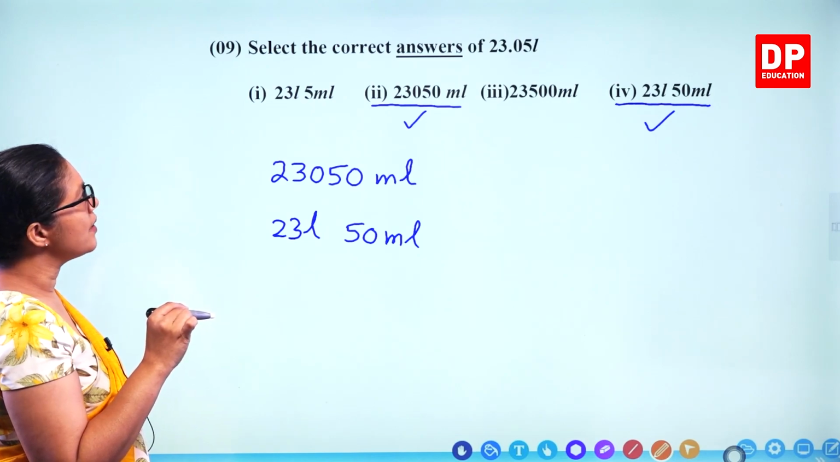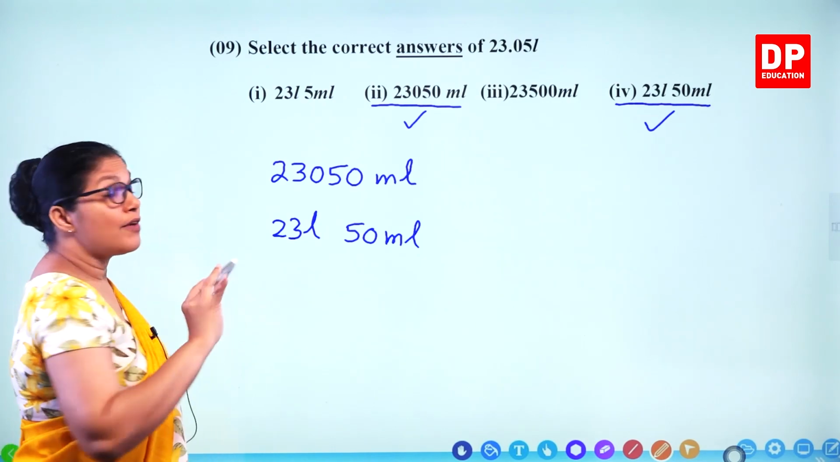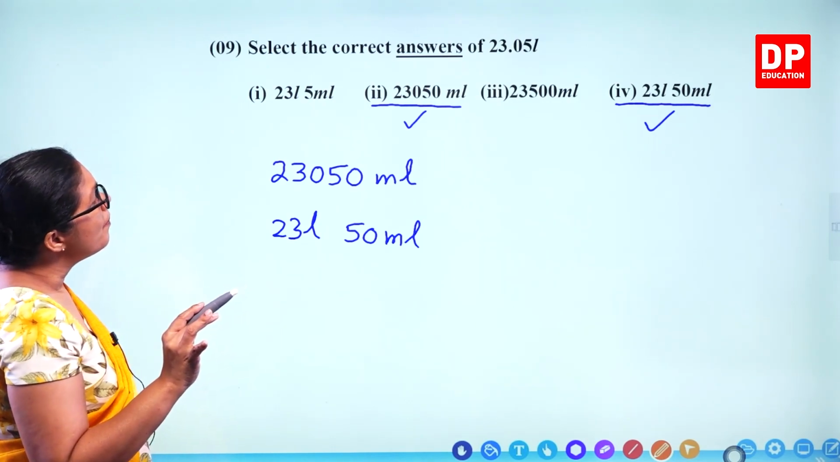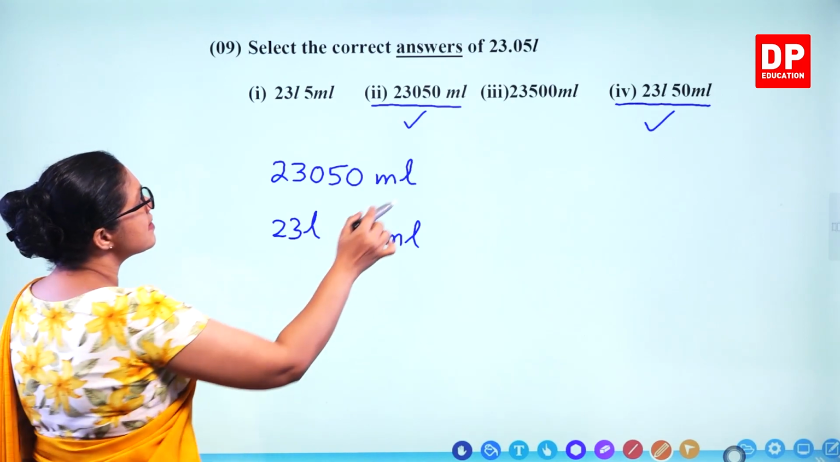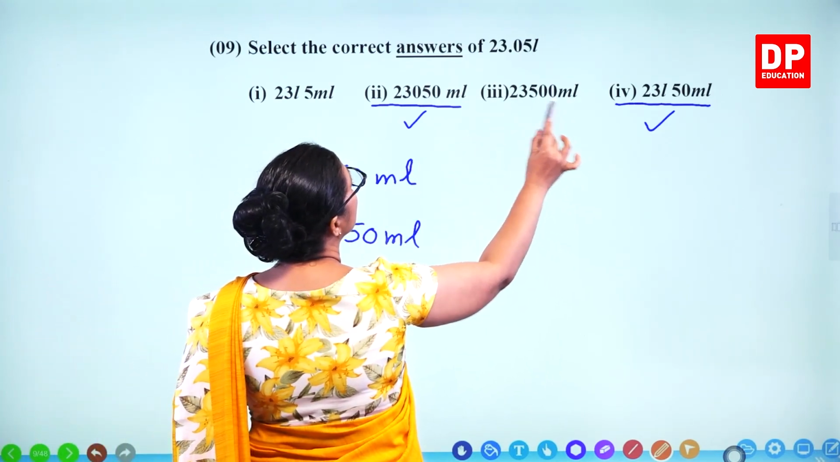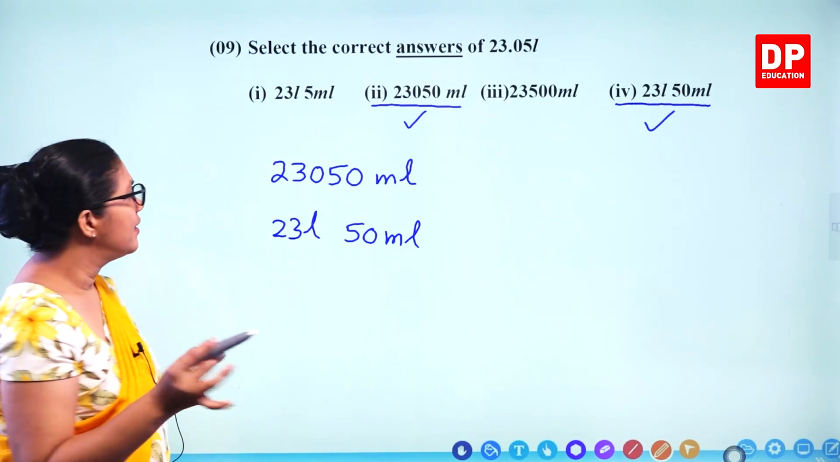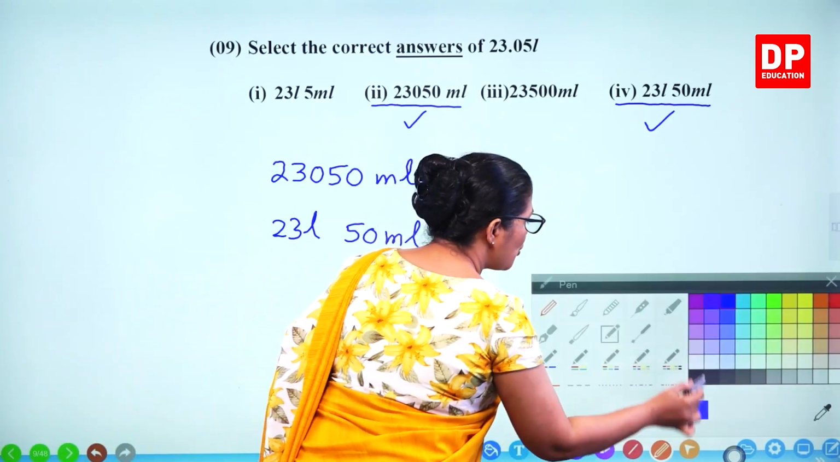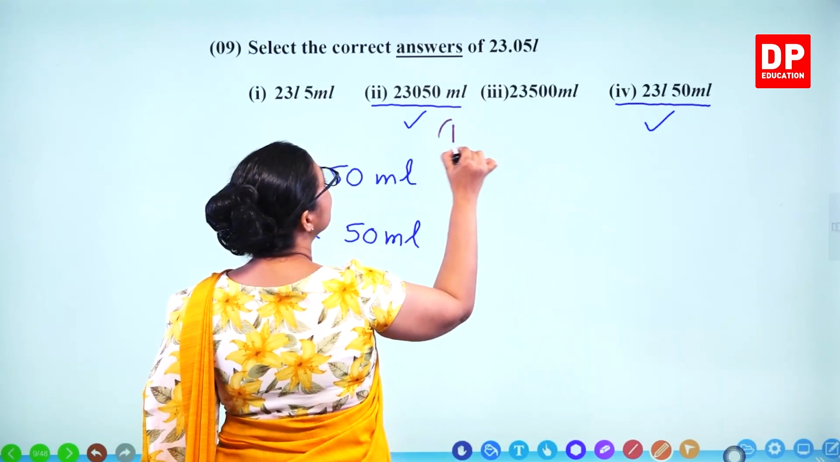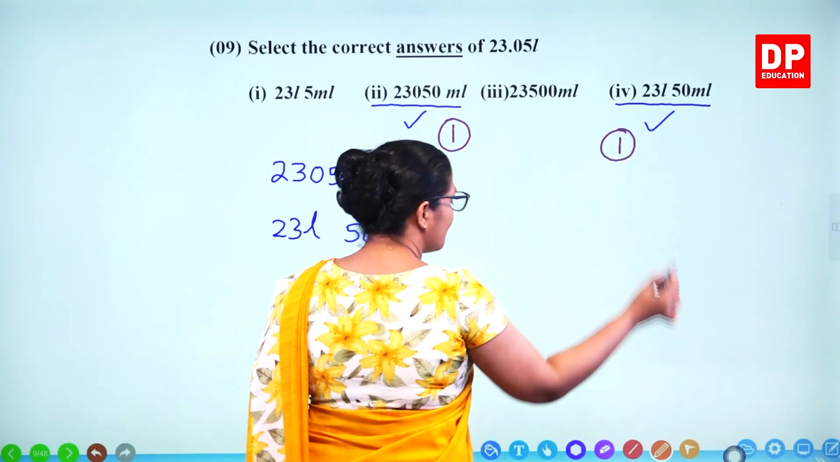50 milliliters. So this is also correct. Then what's the other one? You can convert the whole thing to milliliters. So this is wrong. So only 2 possibilities are there. So these 2, you get 2 marks, 1 each.